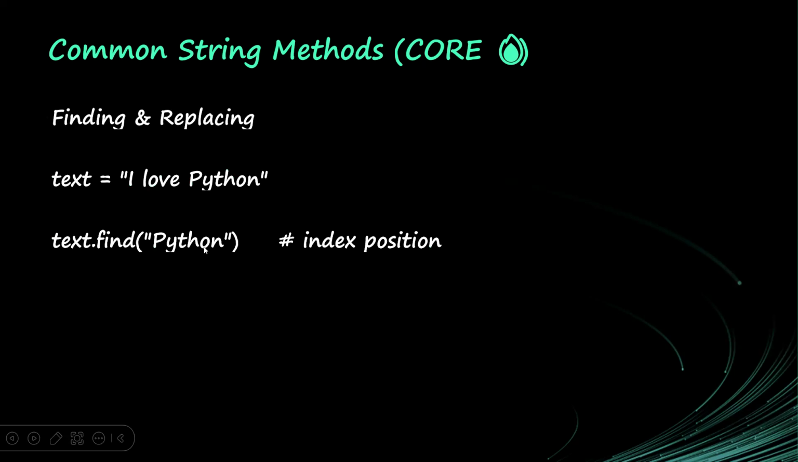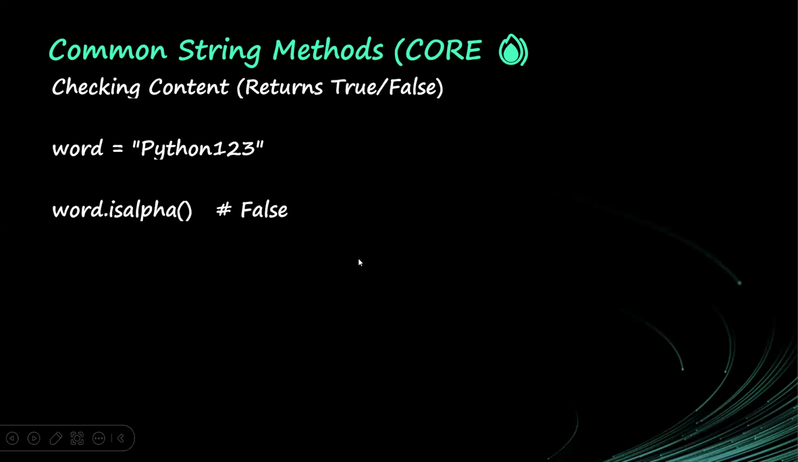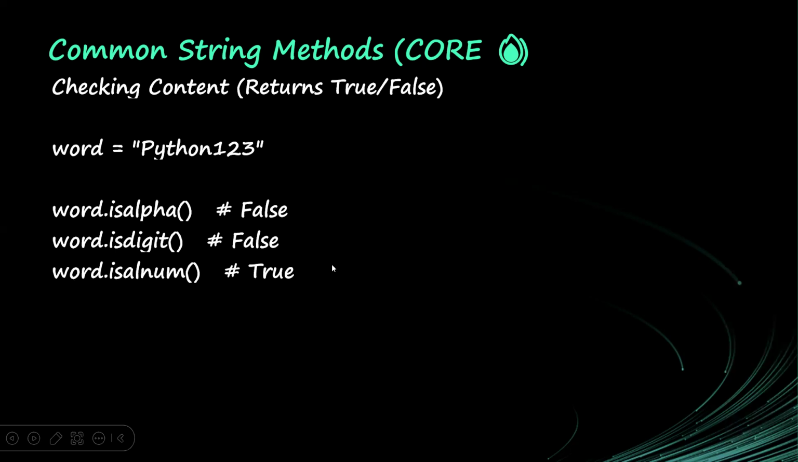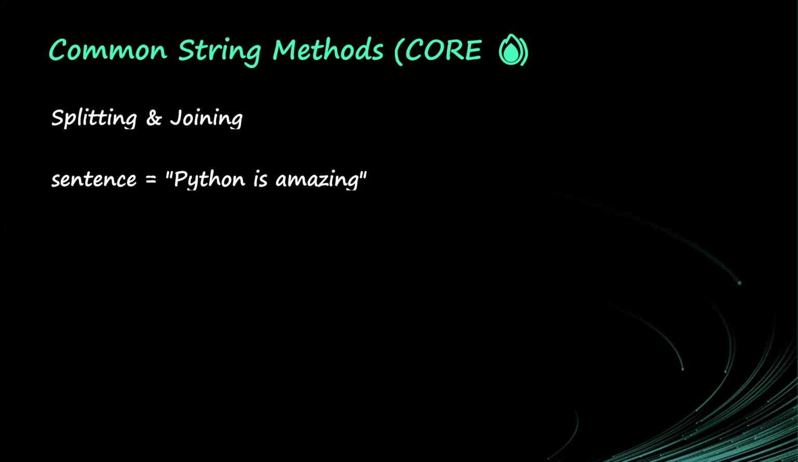Test.find, okay? If I have a test like this and I want to find Python, it will also give me the index. These are common string methods. We also have isalpha, isdigit, isnumeric, islower, and isupper. We can also split and join strings.